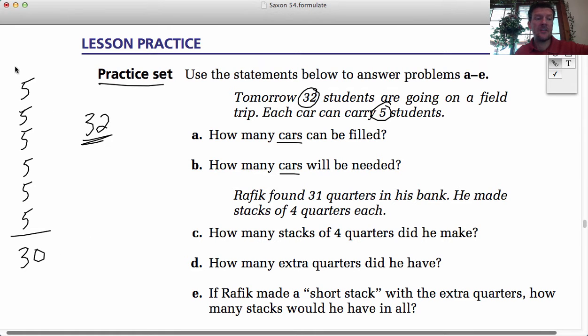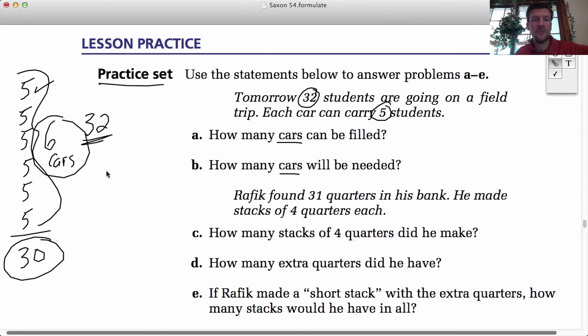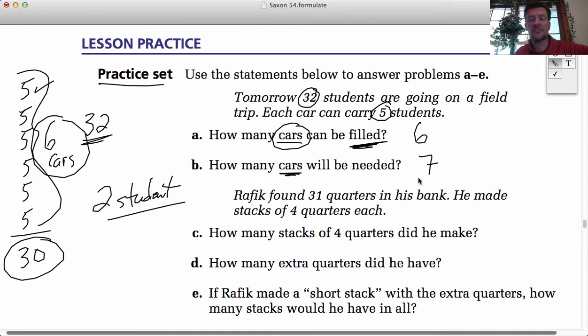Well, that means you need to put 32 students in there. So right now, you've got 6 cars, 5 each, for a total of 30 students. But that means 2 students are either going to stay behind, or you've got to find another car for those 2 remaining students. So how many cars are filled? That would be 6, and then you're going to have 2 more students that still need some transportation. So you're going to have to find another vehicle. How many cars do you need in total? You're going to need 7. So 6 cars are full, and then the 2 remaining students go into the 7th car.